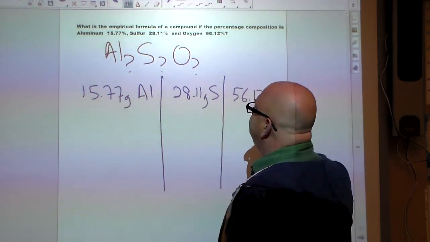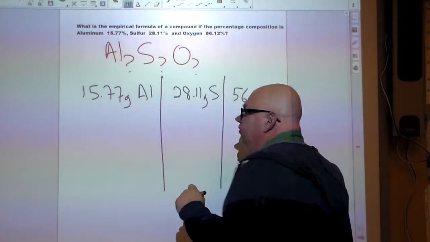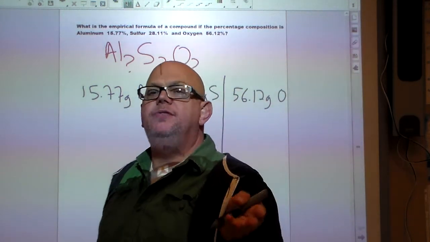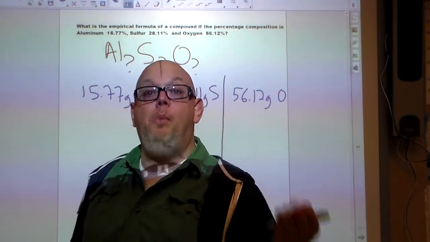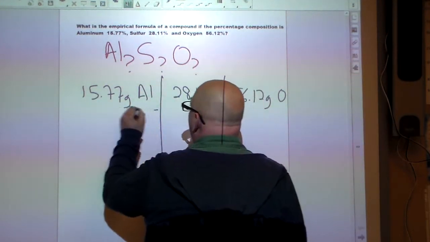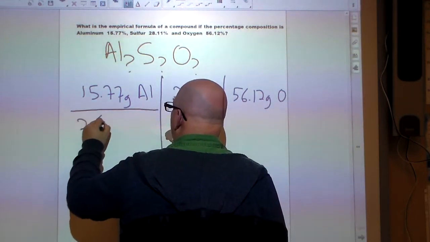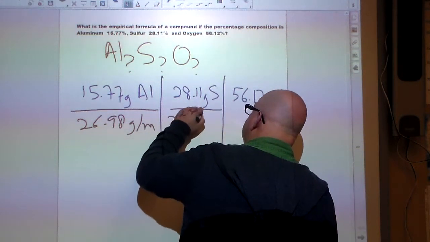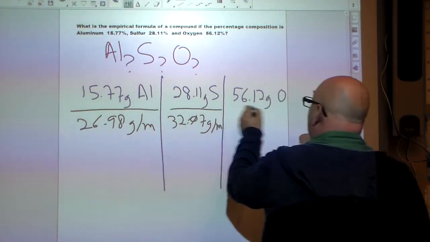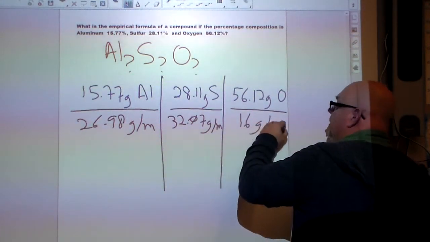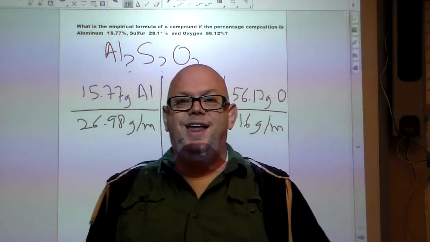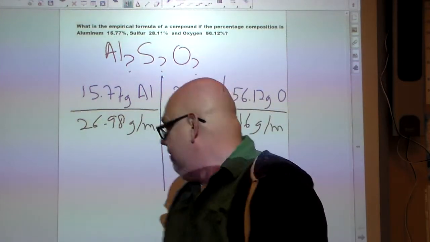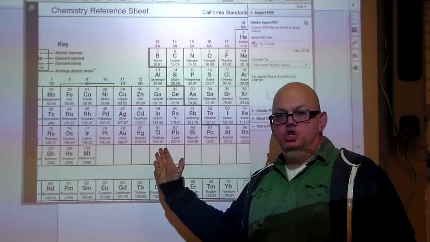So let's go look at this. I need to change this from grams to moles. If I'm going from grams to moles, I need to divide. But what am I dividing it by? Well, how many grams are there in a mole of something? In this case, for aluminum, it's 26.98 grams per mole. For sulfur, it's 32.07 grams per mole. For oxygen, it's 16 grams per mole. Where did I get those numbers? Did I pull them out of my head? No, not really. I got them from the periodic chart right here.